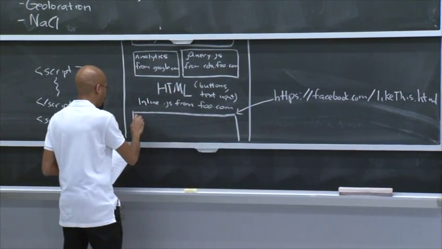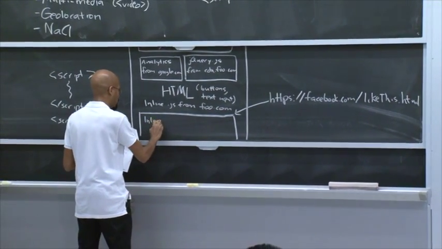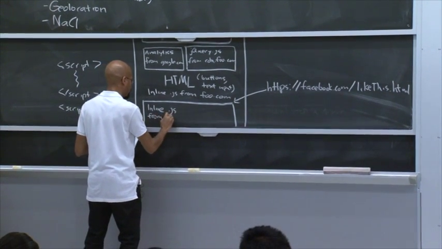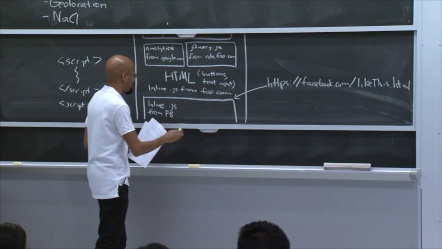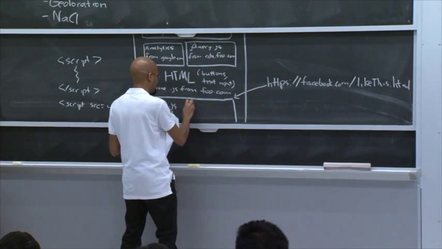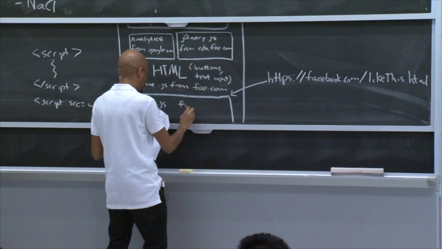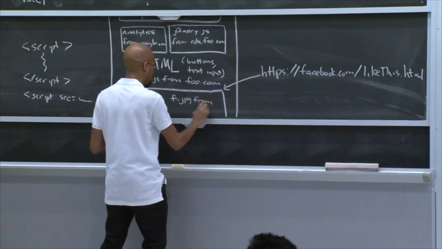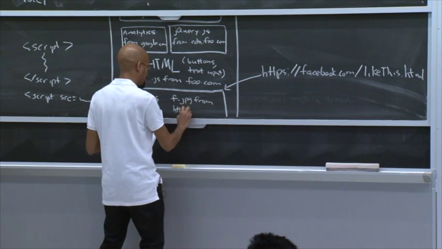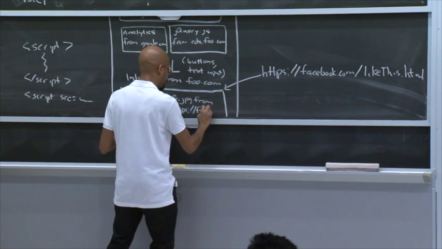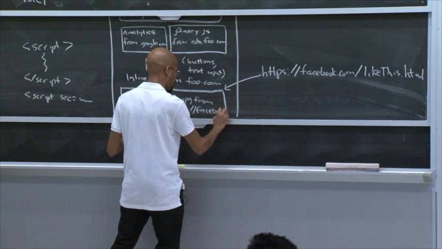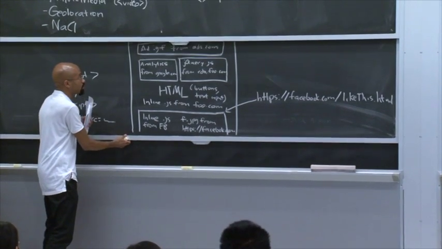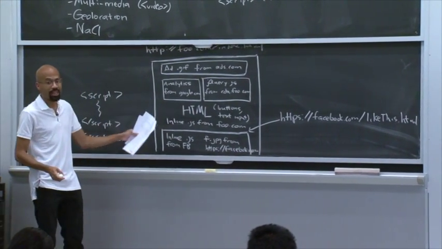And so maybe in here we have some inline JavaScript from Facebook. And then maybe we also have some image, f.jpg, that comes from HTTPS Facebook.com. Okay, so this is what a single tab might have in its contents.